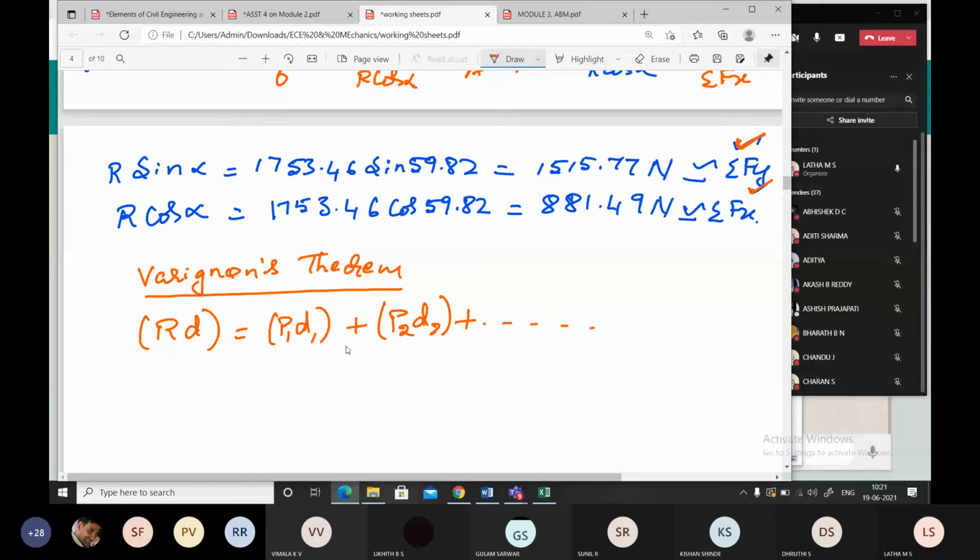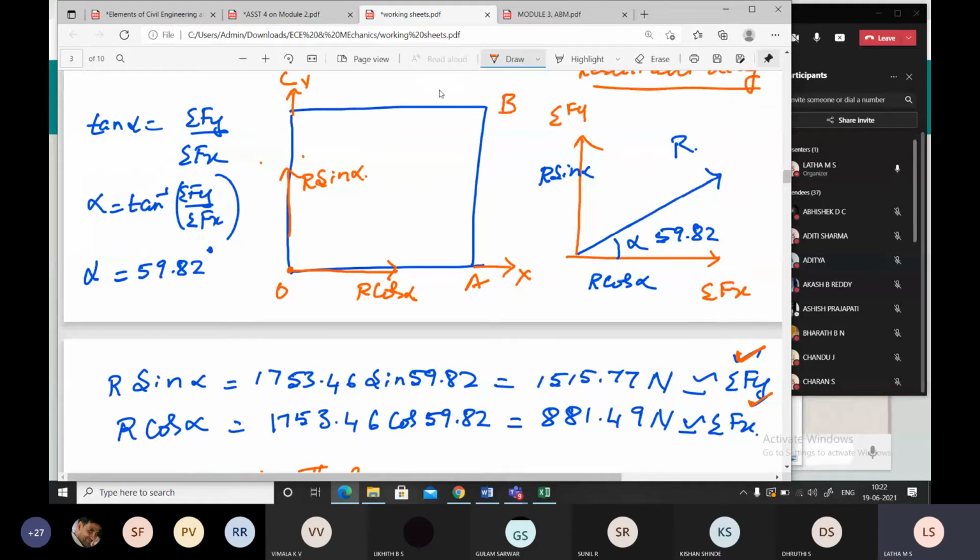Are you getting what I'm telling, students? Please listen for one second, I'll complete. If you're not clear with this, I'll make one more drawing here so that you'll get a complete picture. Now I'll transfer everything into this box. This is R cos alpha and this is R sin alpha.